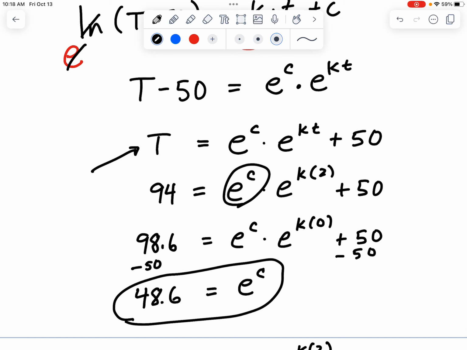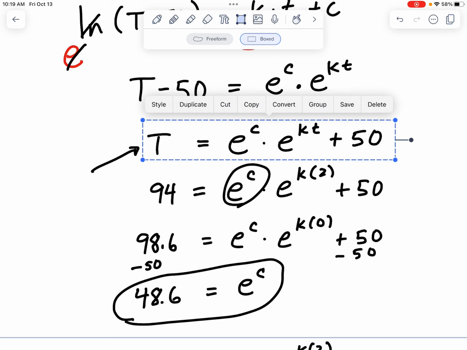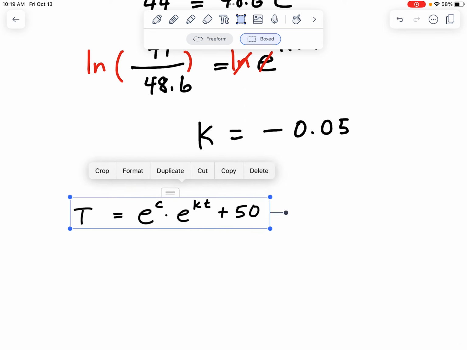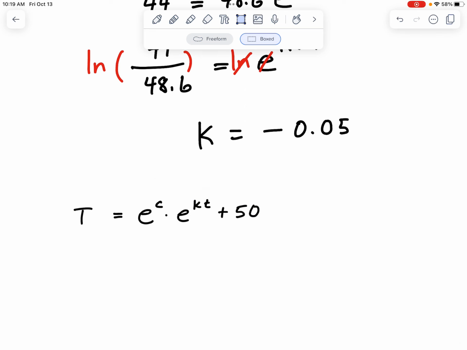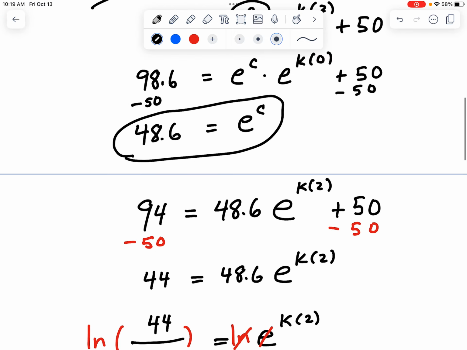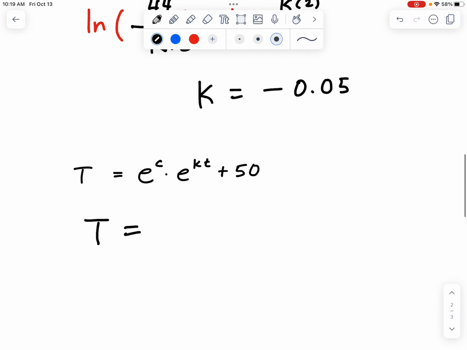Okay, then where was my equation? So my equation was back here. Let me just grab that. And then finally, it's going to look like T equals, and then we need the e to the c, and the e to the c was the 48.6. So this would be 48.6, and then e to the negative 0.05t, and then plus the 50.